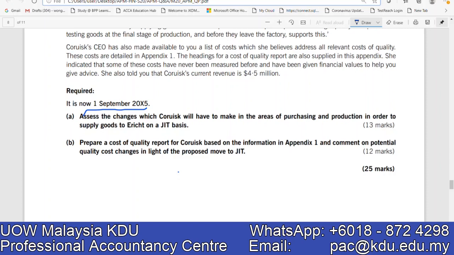Verb. How many areas to assess? Two. Very good. Which two? Purchasing and production. Assess the changes that the company will have to make in the area of purchasing and production on the supply of goods to E on a JIT basis.